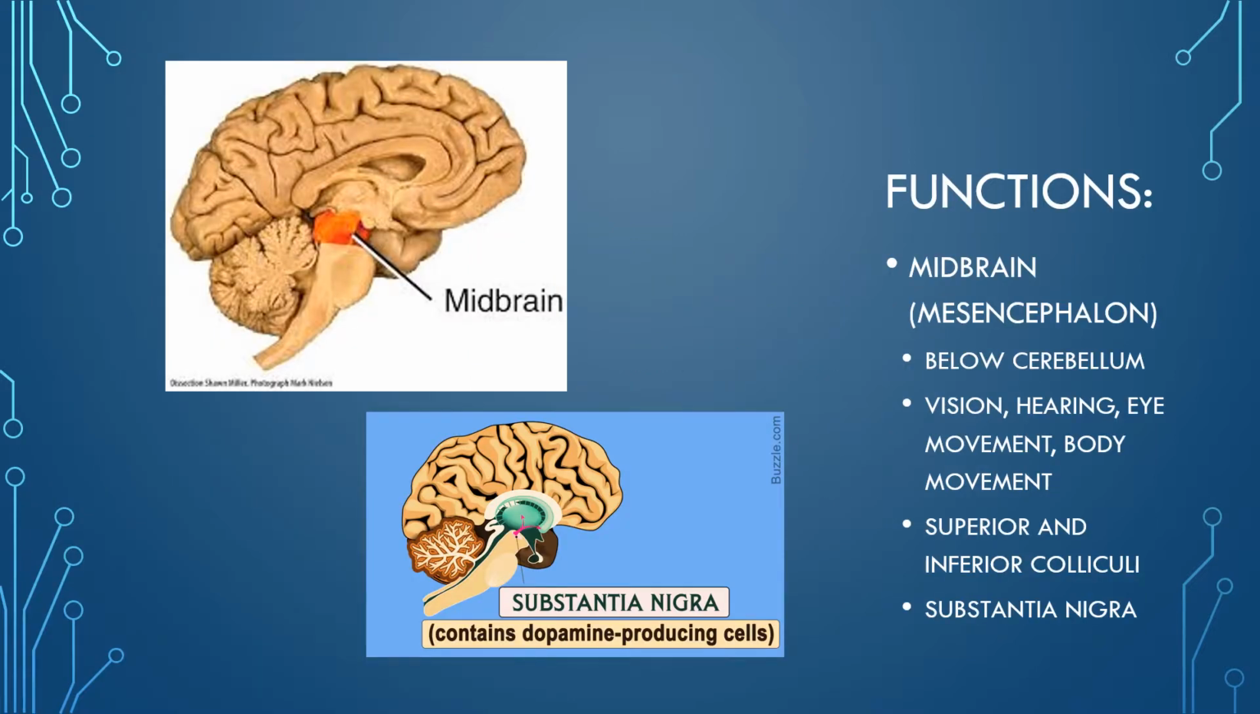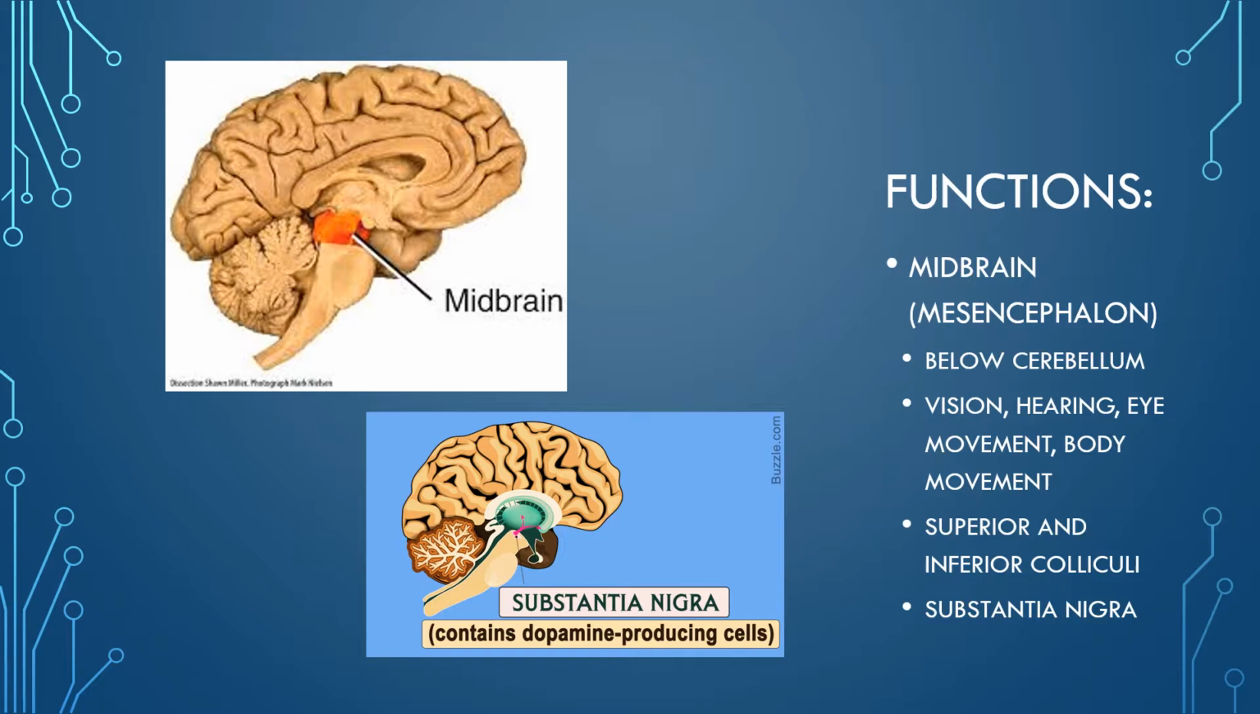The midbrain is also known as the mesencephalon. It is found below the cerebellum. The midbrain is known for promoting wakefulness and homeostasis functions. It is also known for promoting functions such as vision, hearing, motor control, sleep and wake cycles, alertness, and temperature regulation.